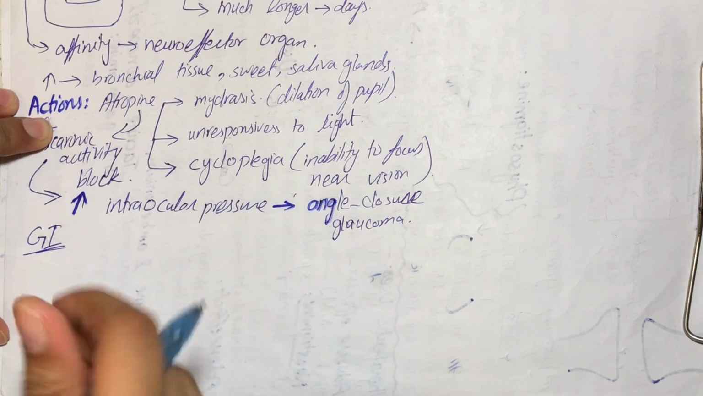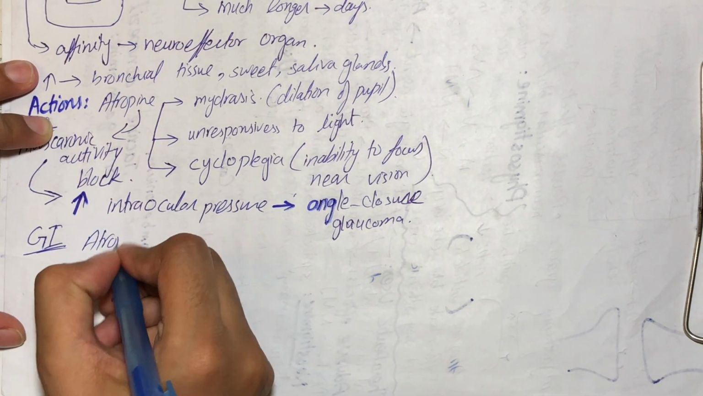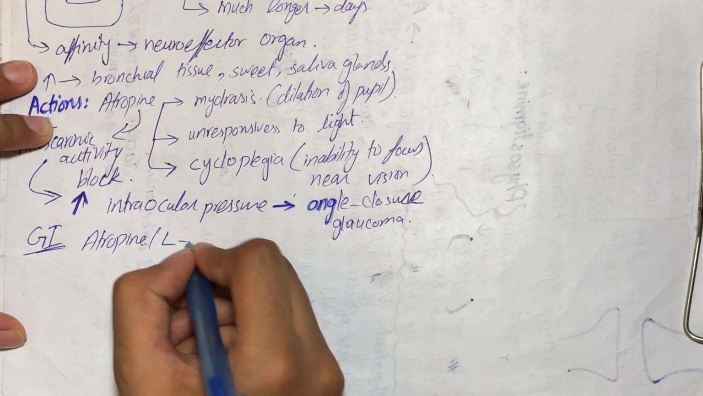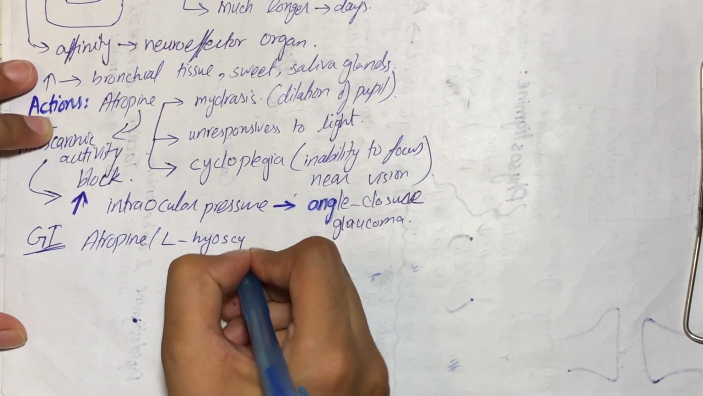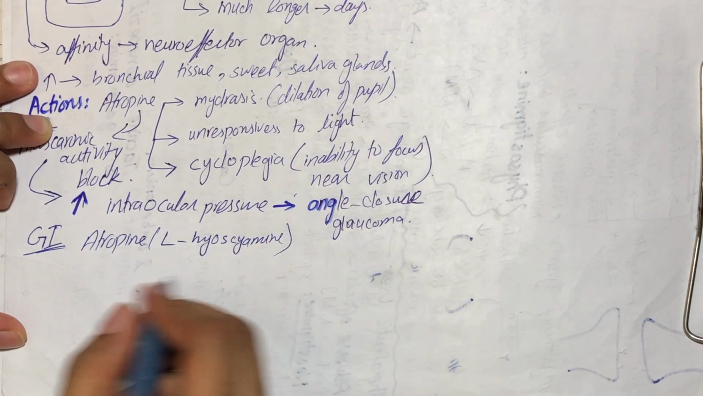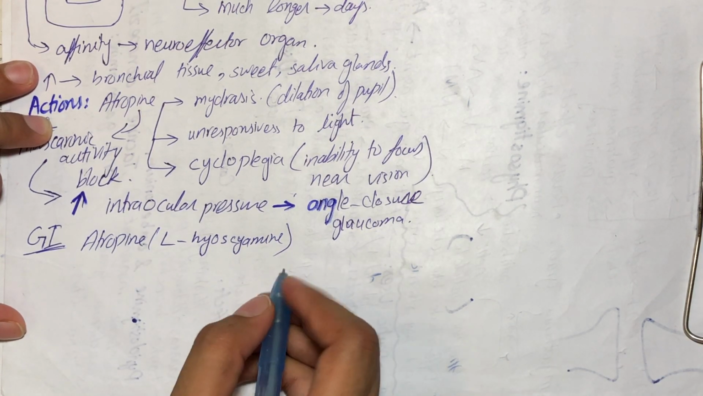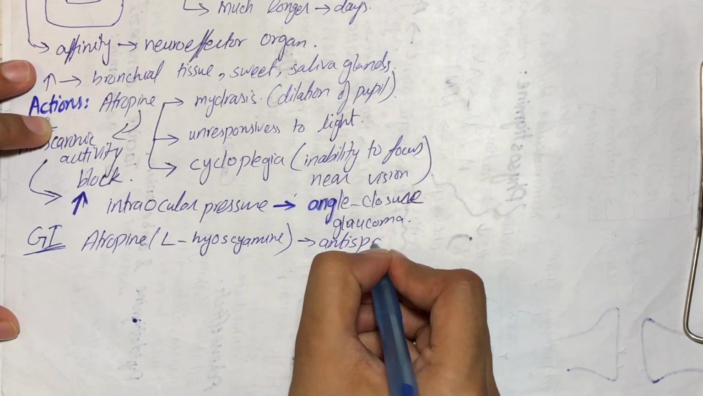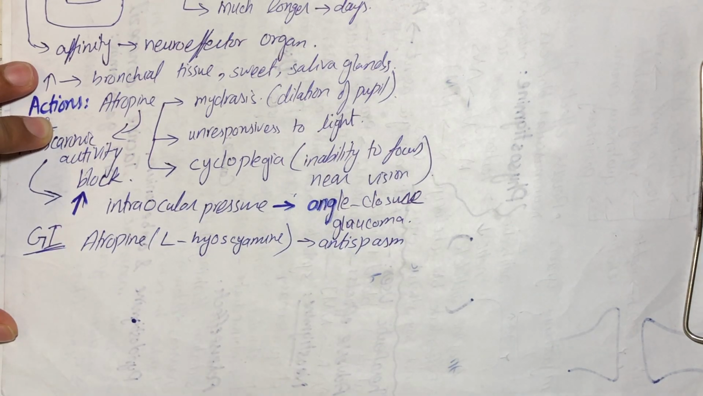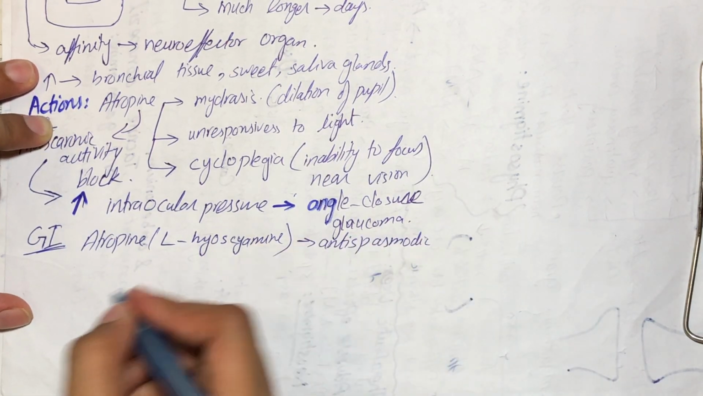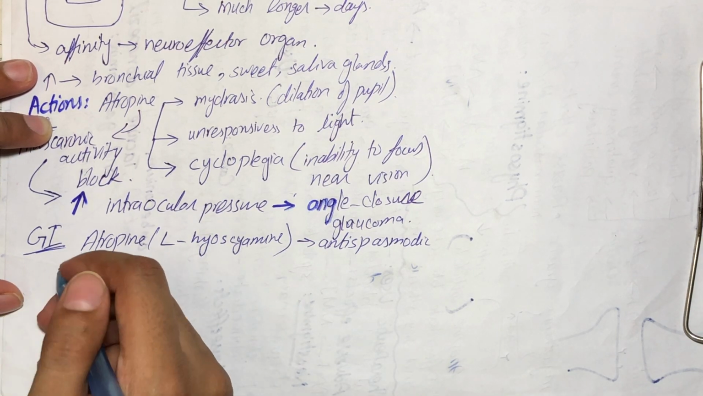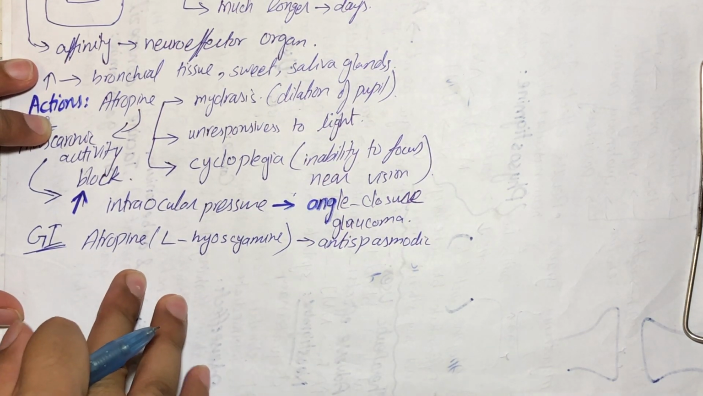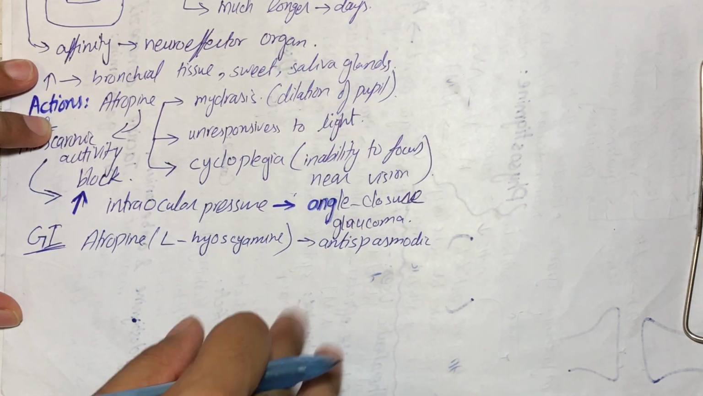If we talk about the action of atropine on the GI tract, atropine has its active isomer, which is called L-hyoscyamine. This agent can be used as an antispasmodic. If a patient is having contraction, it can be used as an antispasmodic to reduce activity of the GI tract. Atropine is one of the most potent antispasmodic drugs which are available today.